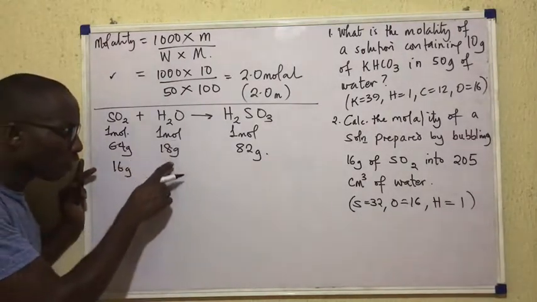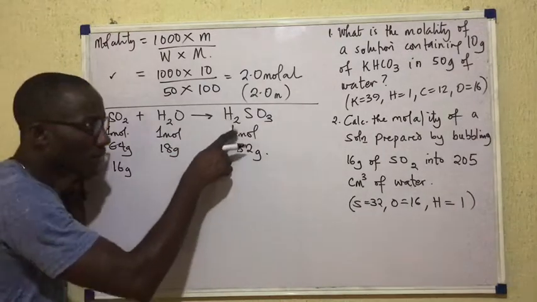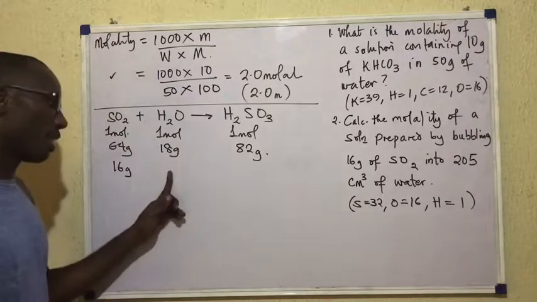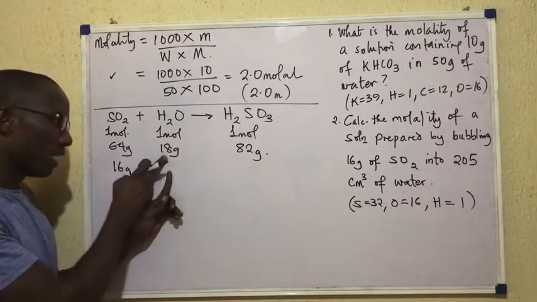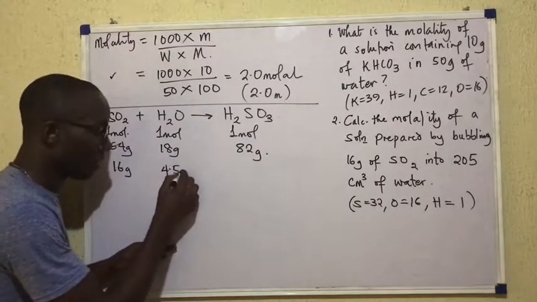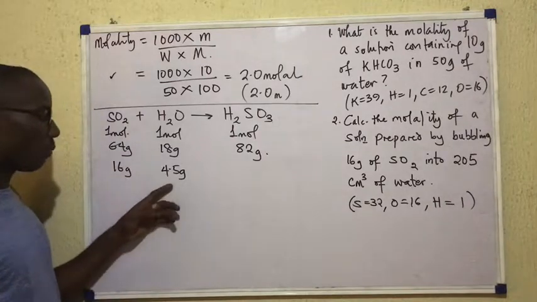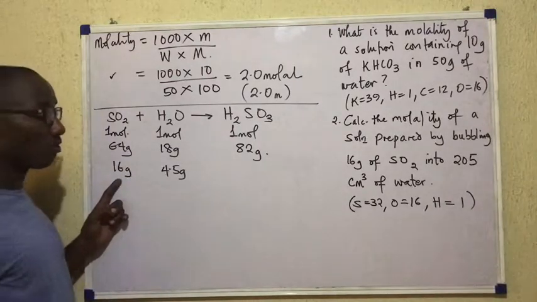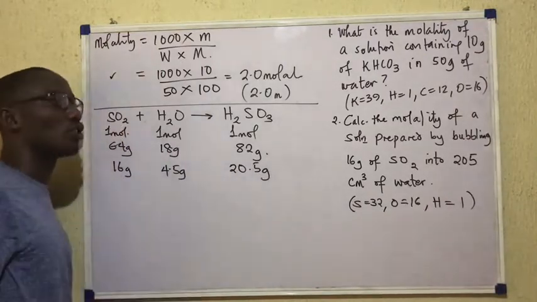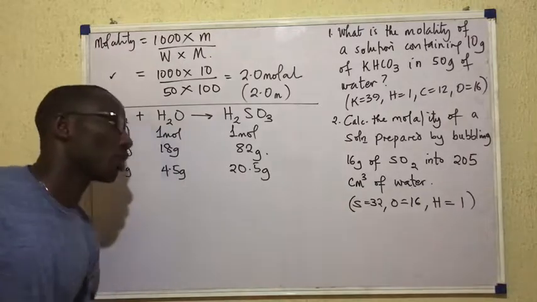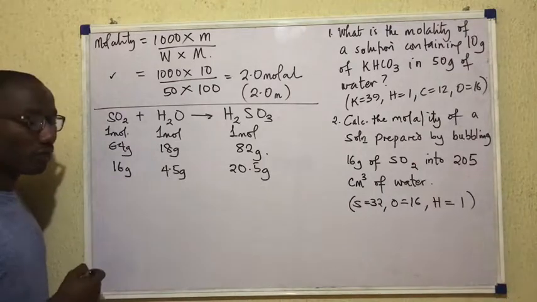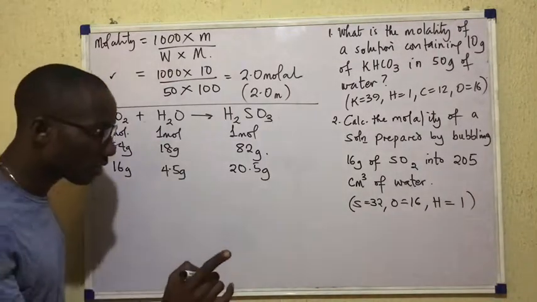So what mass of H2O would that need, and what mass of H2SO3 would that produce? If you were to calculate the mass here, it would be 16 times 18 divide 64. That would give us 4.5 grams. And it means therefore that the 4.5 grams will combine with 16 grams of this to give us what here? 20.5 grams of H2SO3. So we have 20.5 grams of H2SO3 coming from 16 grams of this and 4.5 grams of that. So understand something, please.